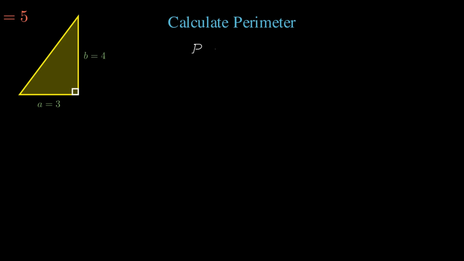Now let's calculate the perimeter. Using our formula P equals A plus B plus C, we substitute the values. P equals 3 plus 4 plus 5. By the addition property, this gives us P equals 12 units. That's our perimeter. Next, let's tackle the area.